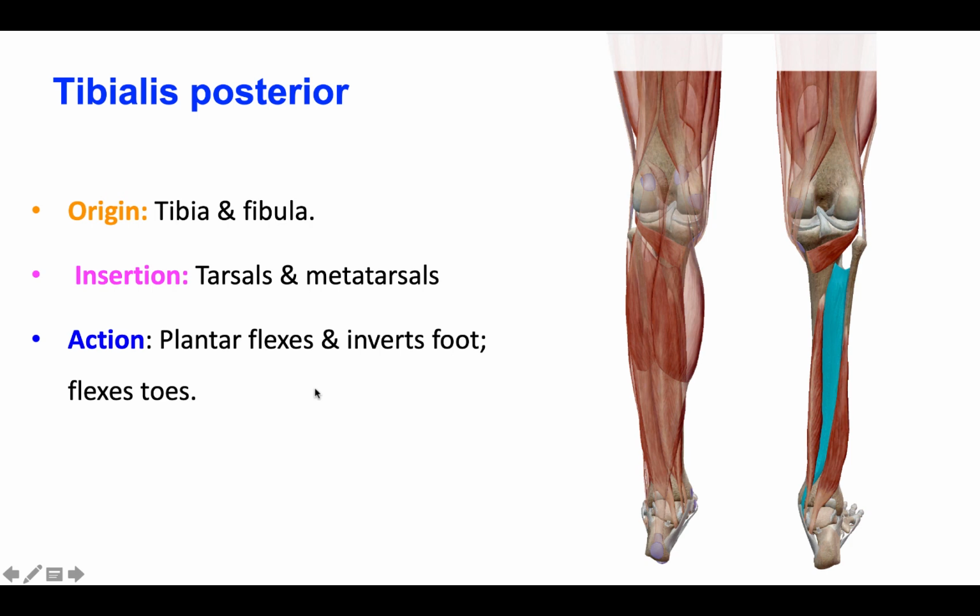Tibialis posterior. There is a tibialis anterior, and I want you to understand there are muscles that we're not covering in this lecture, but the ones we are covering are strategically selected for your benefit. Now, the origin of tibialis posterior is going to be at the tibia and fibula, and the insertion is the tarsals and metatarsals, and we don't have a great picture of that, but you can see it on Visible Body pretty well. And plantar flexion is one of its actions, along with foot inversion and toe flexion.